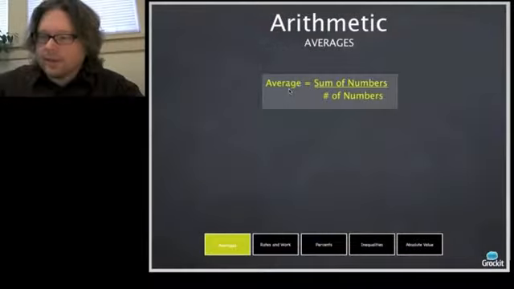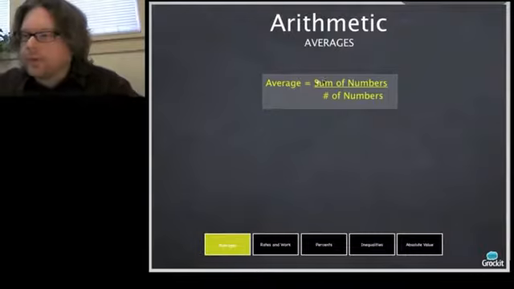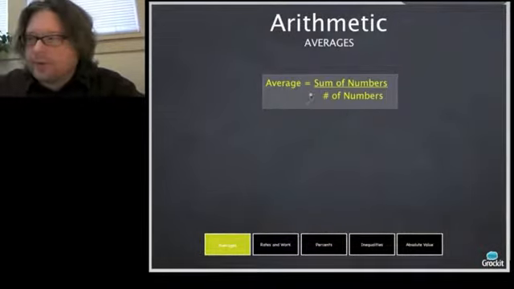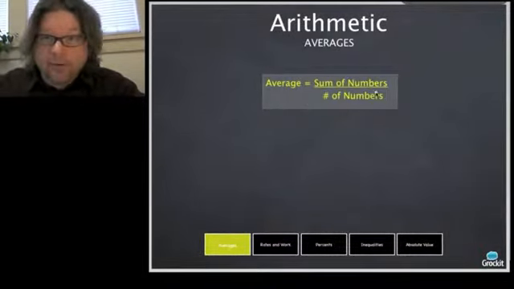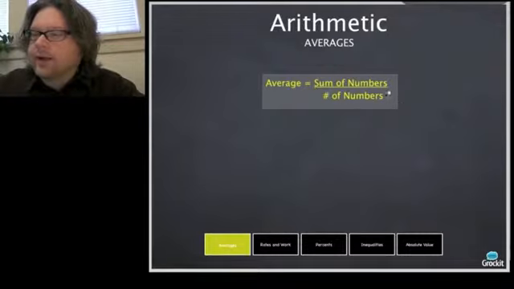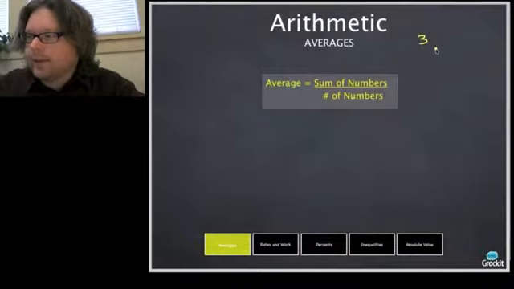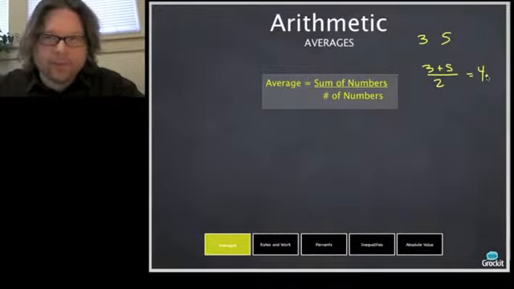So averages, this is probably a formula that you're familiar with. The average of some numbers is the sum of the numbers. You add all of them together, and you divide that by the number of numbers you just added. So if you have two numbers, let's say 3 and 5, you add them together. That gives you 8, and you divide it by the number of numbers. 8 divided by 2, the average of 3 and 5 is 4.